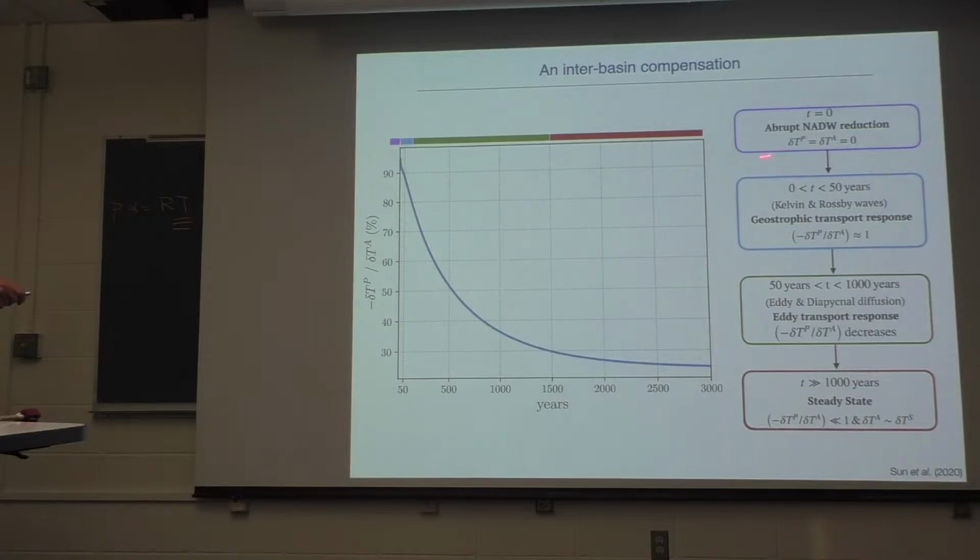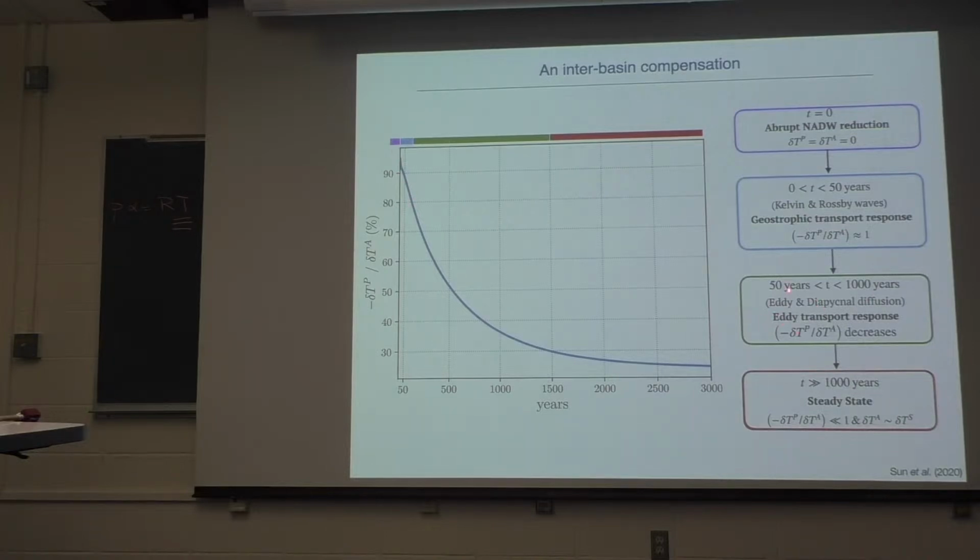So what happens is when we abruptly turn off North Atlantic deep water, there's a really fast response of the density structure, right? The change in that layer between the Atlantic and the Pacific Basin is propagated by Kelvin and Rossby waves. And this gives rise to a change in the stratification at the southern boundary of those gyres that gives you this compensation in the overturning circulation. And that happens over the first 50 to 100 years.